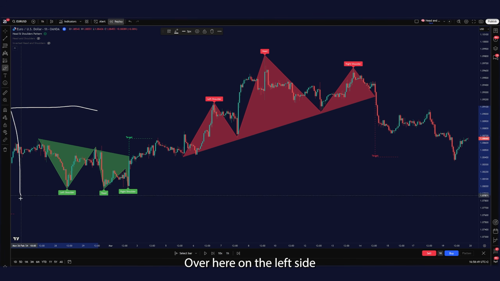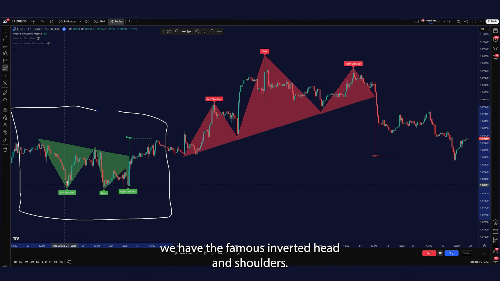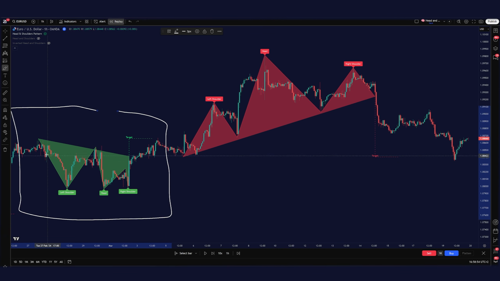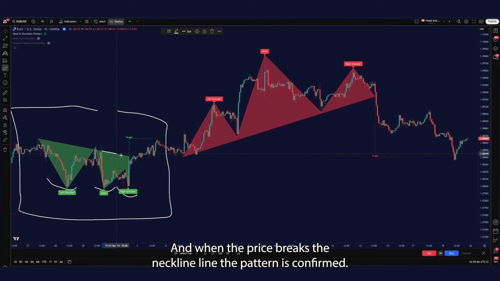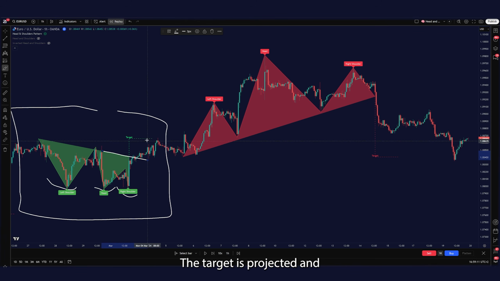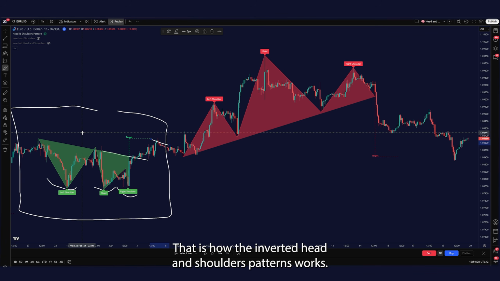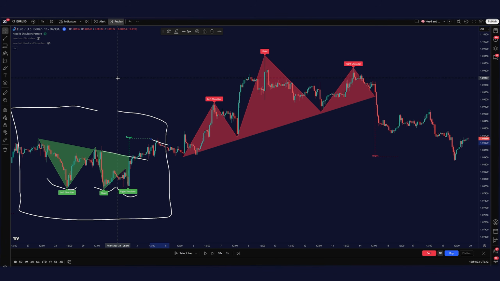All right, let's look at the chart we have in front of us. Over here on the left side, we have the famous inverted head and shoulders. This is a bullish reversal pattern. We have the left shoulder, we have the head, we have the right shoulder, and when the price breaks the neckline, the pattern is confirmed, the target is projected, and boom, price hits the target. And the pattern was successful. That is how the inverted head and shoulders pattern works.